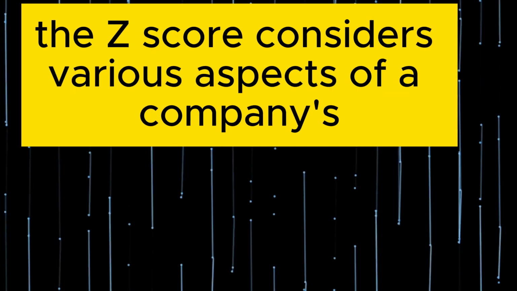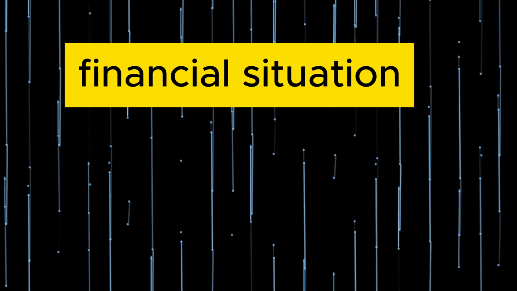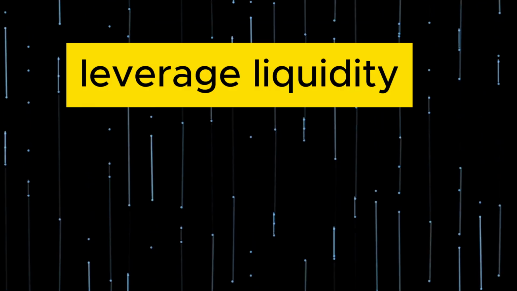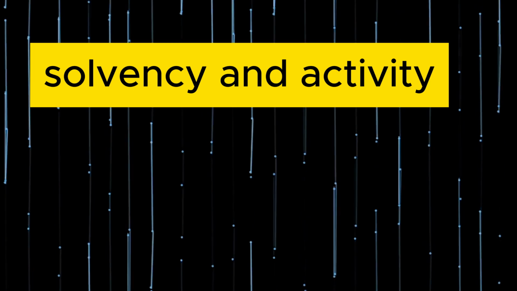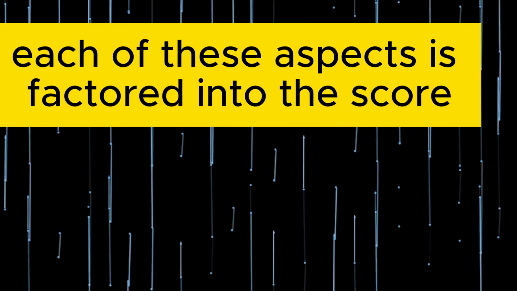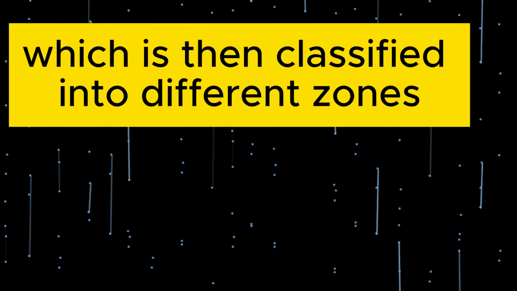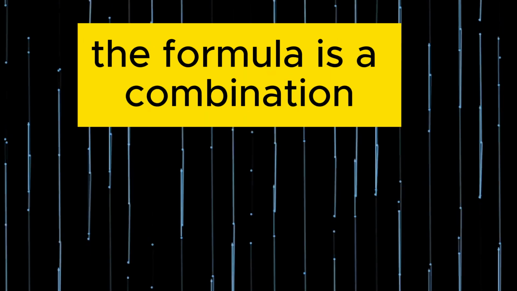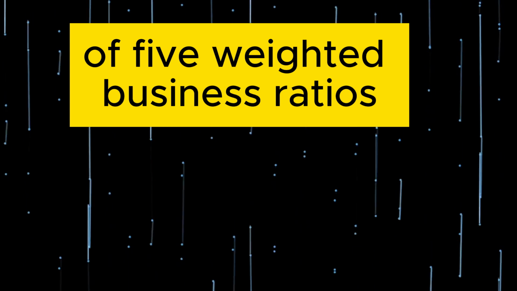The Z-score considers various aspects of a company's financial situation. These include profitability, leverage, liquidity, solvency, and activity. Each of these aspects is factored into the score, which is then classified into different zones, each indicating a level of risk. The formula is a combination of 5 weighted business ratios.